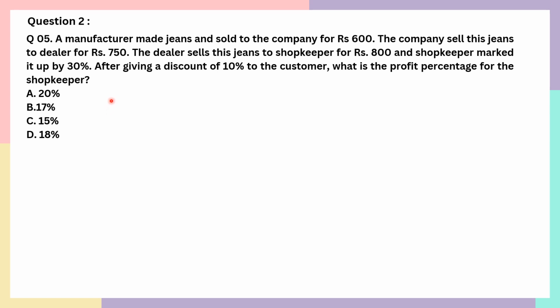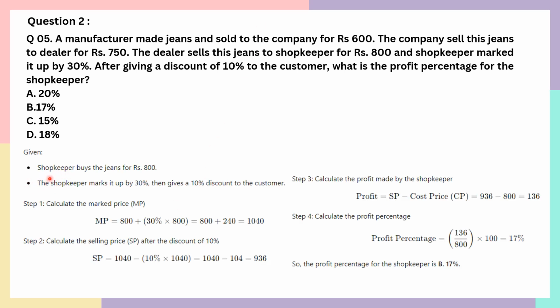Here we are given the selling price of the manufacturer, the price at which the company sells the jeans, and the dealer's price. So here we only need the information given for the dealer. This information is only given to confuse you. Now let's see the solution.